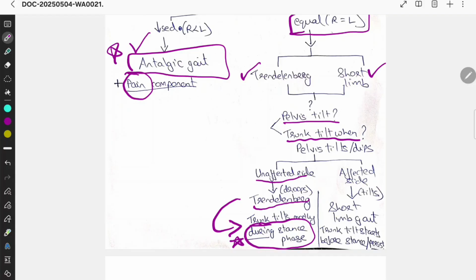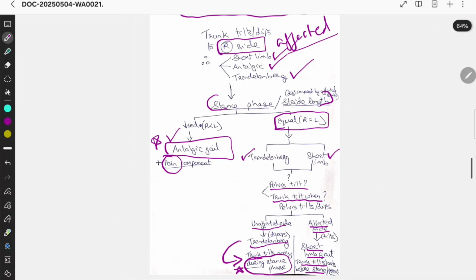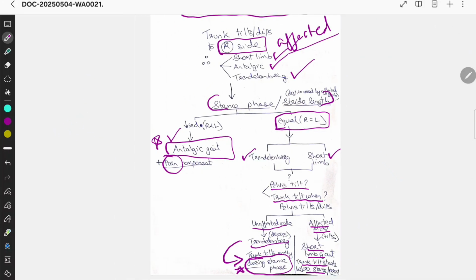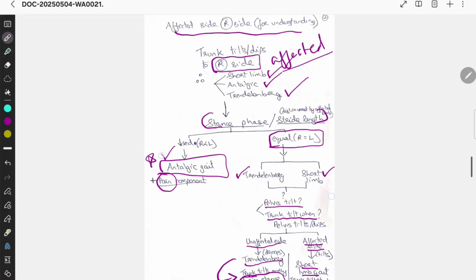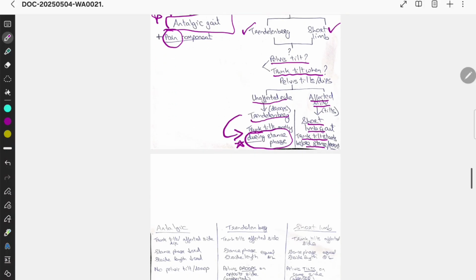Now if the pelvis tilts or dips towards the affected side, what does it indicate? It is a compensatory mechanism for the shortening, so it is a short limb gait. An additional feature is that the trunk tilt starts before the stance phase and persists, because it is a compensatory mechanism. The body wants to take the foot plantigrade at the ground. So this is the lovely flow chart to figure out the analytical difference between the 3 common, confusing but very interesting gaits of orthopedics.